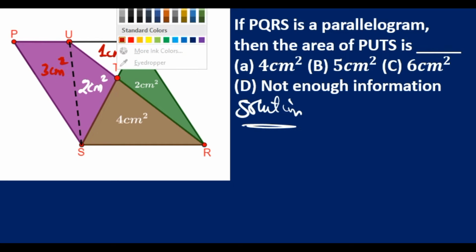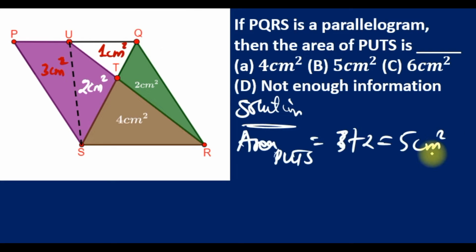Finally, this is 4, this is 1. Here should be 3 cm squared. The area we are looking for is just 3 plus 2, which is 5. So it's very simple. You'll be wondering, how come I got this? Okay, I will explain using 2 diagrams.